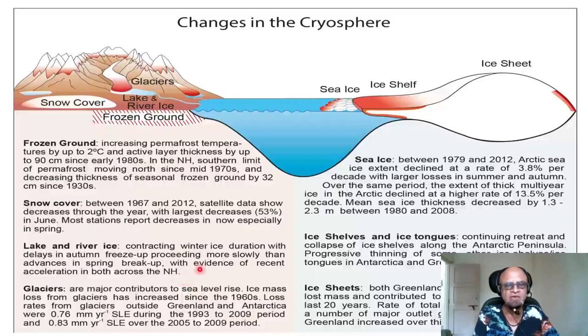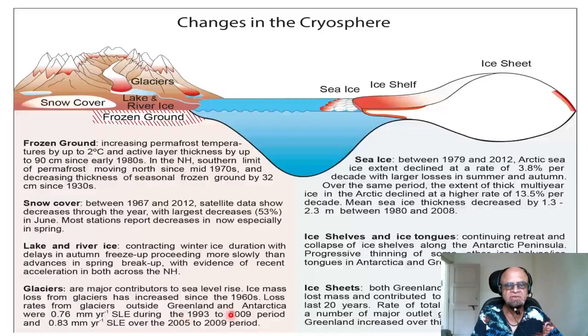So winter ice duration, how long the ice stays on lakes and rivers, is also decreasing because the autumn is not freezing up as fast and the spring is arriving early, and the spring melt is starting earlier. So you have ice free duration which is longer than before in a year, and the ice covered time duration is decreasing. Glaciers are major contributors to sea level rise. Ice mass loss from glaciers has increased since the 1960s, which means more and more glaciers are melting, and that water is flowing into the oceans and the sea level is rising.